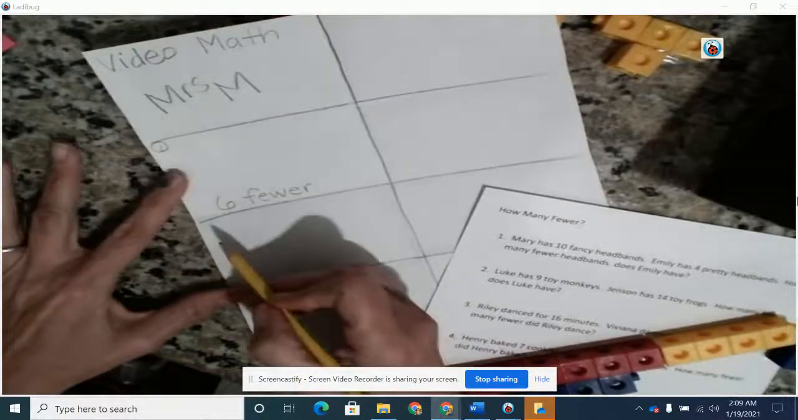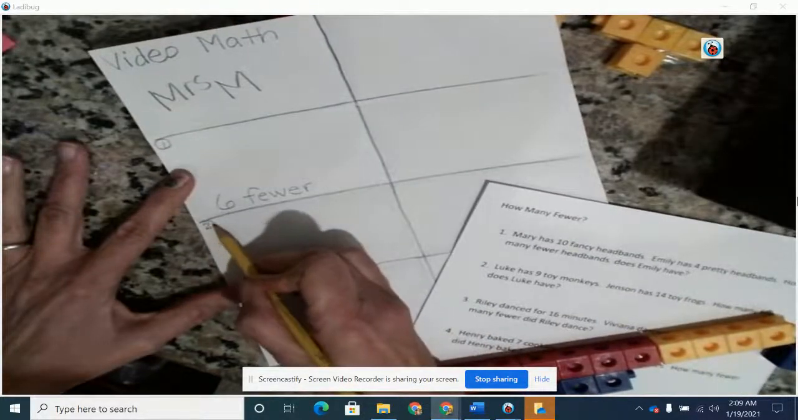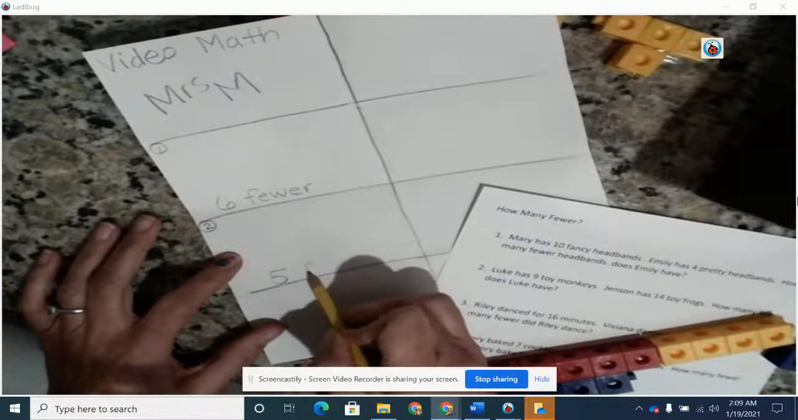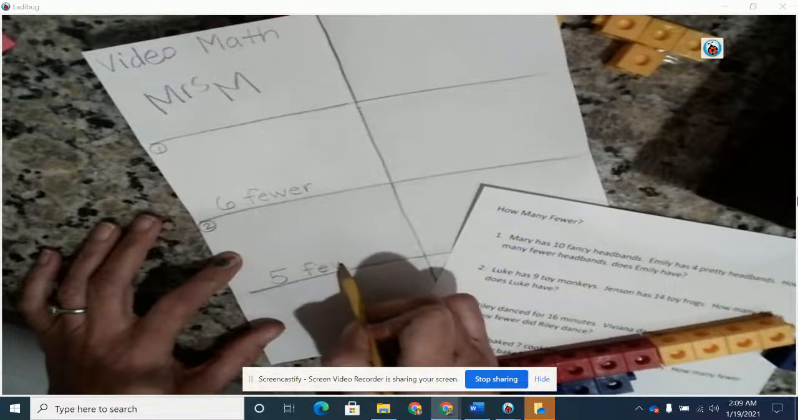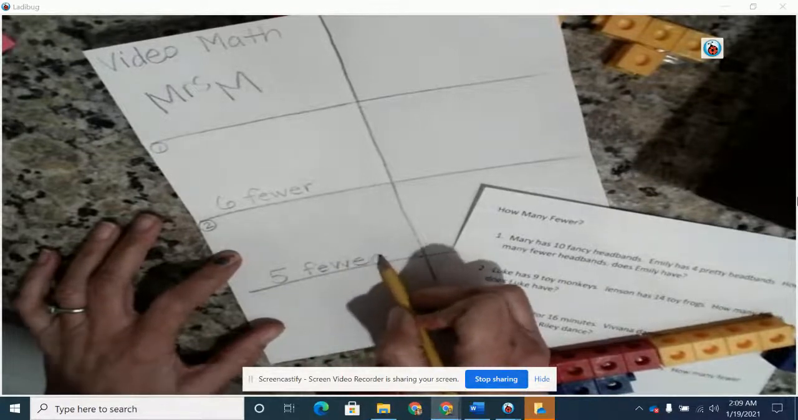So what's the difference? 1, 2, 3, 4. There's 5 here that don't have any next to them. So I'm going to put a 5 on the bottom of square number 2, a rectangle, I guess. I made the number 2 super tiny, right? And then on the bottom of my box, I'm going to say 5 fewer, F-E-W-E-R. And I'm leaving this space for something else we're going to come back and do. So I'm going to put aside my cubes.